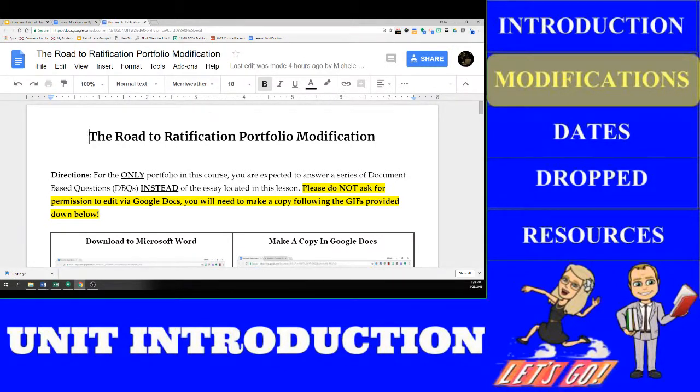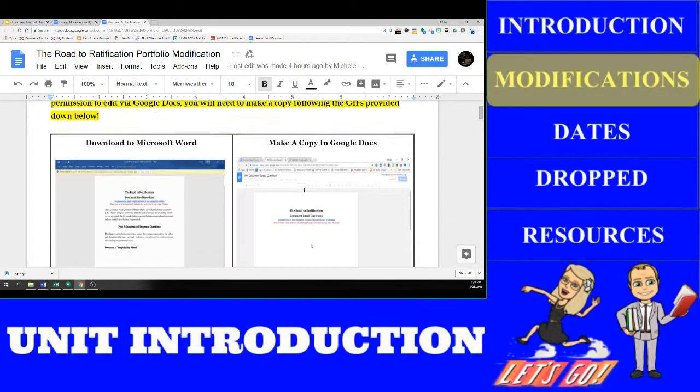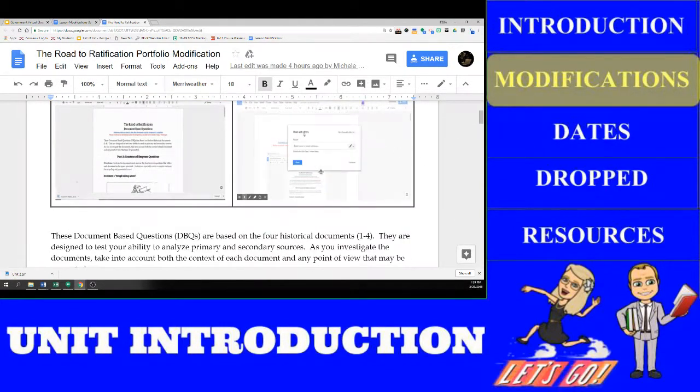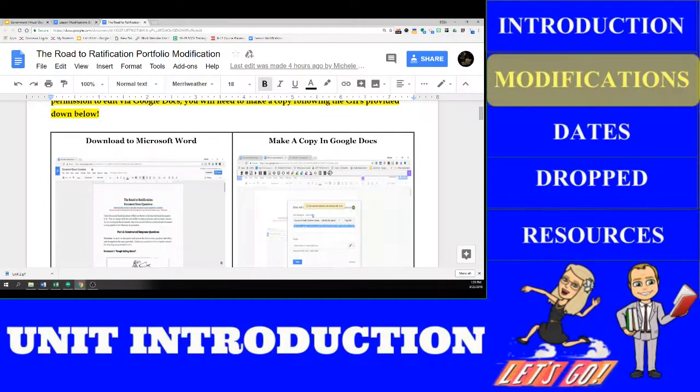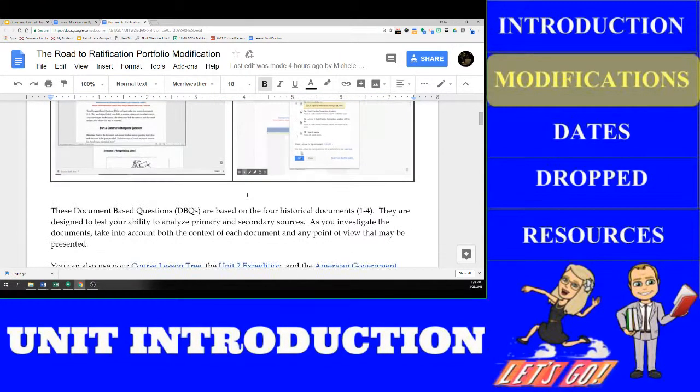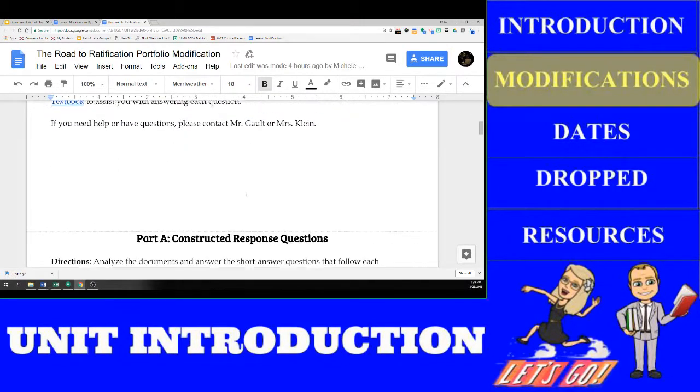Now, this is a document-based question portfolio, okay? So you're going to turn in this document to us. You're like, Mr. Galt, I don't know how to turn in a PDF. All that information is right here on it. So you can see it's right there. We got a GIF, or however you want to pronounce it, on how to turn this in via Google Docs or via Word. And this is going to be a step-by-step.